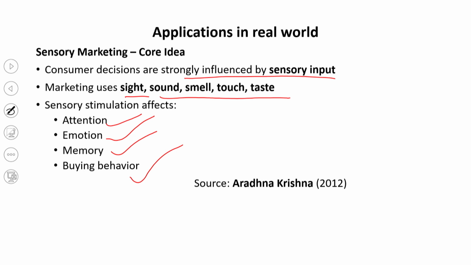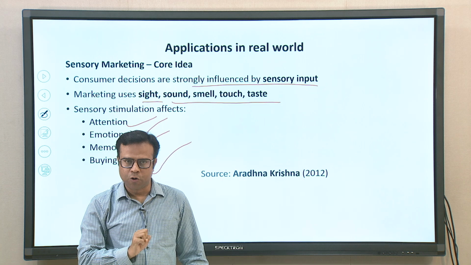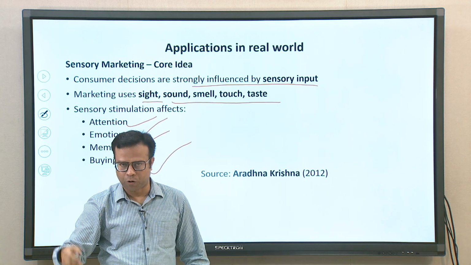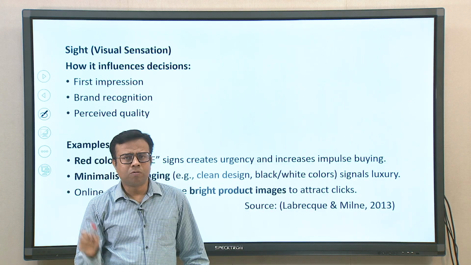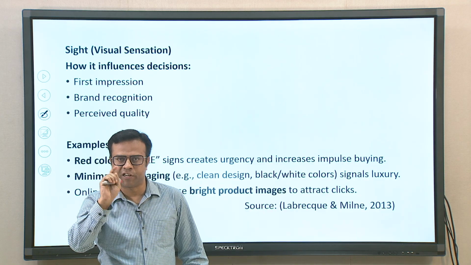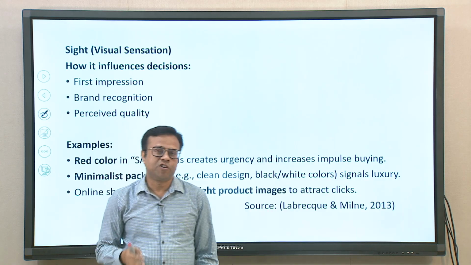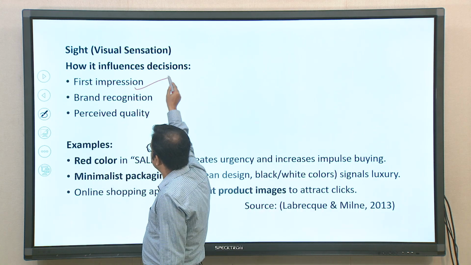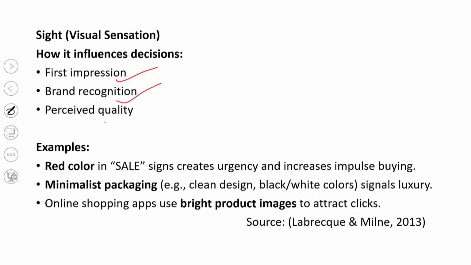What kind of sensory stimulation is given by a certain product, how it influences your senses. That has a very important influence on whether people will pay attention to it, whether people will be emotionally connected to it, or whether people will buy that product or not. For example, how some people use visual sensation in their marketing, how it influences decisions. Visual information affects the first impression of the product and brand recognition. Perceived quality of the product is also influenced by how it is presented as a package.